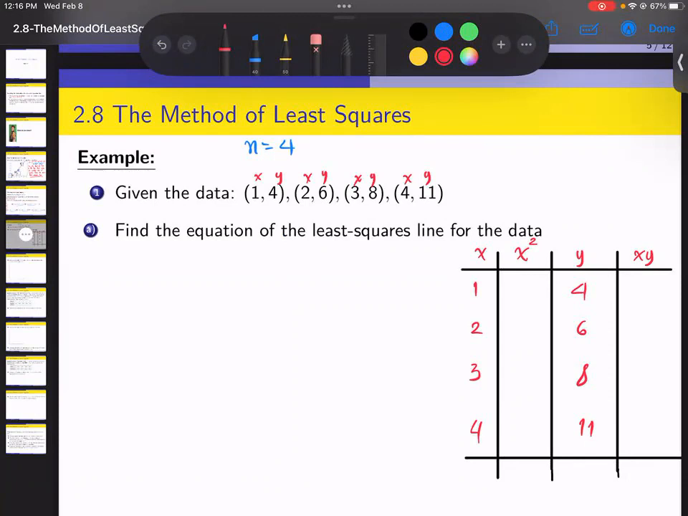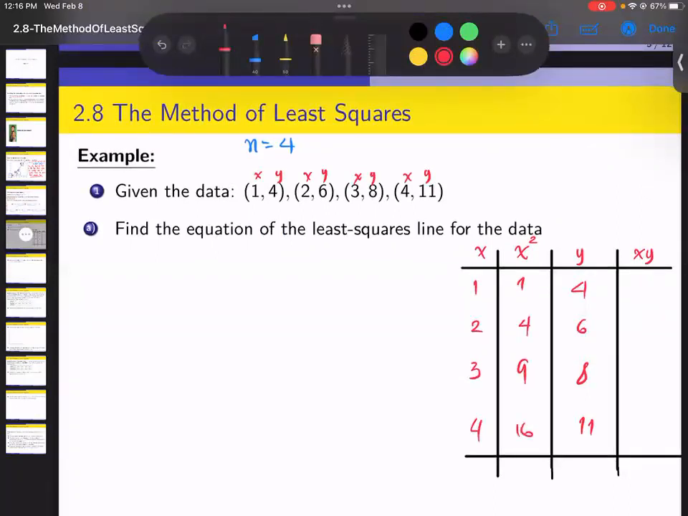X squared. 1 squared is 1, 2 squared is 4, 3 squared is 9, 4 squared is 16. X times Y. 1 times 4 is 4, 2 times 6 is 12, 3 times 8 is 24, and 4 times 11 is 44.